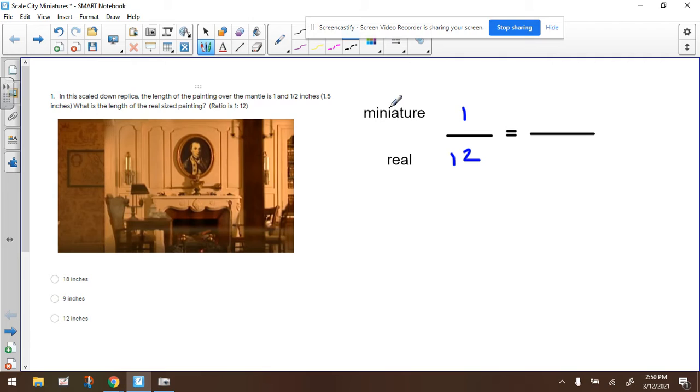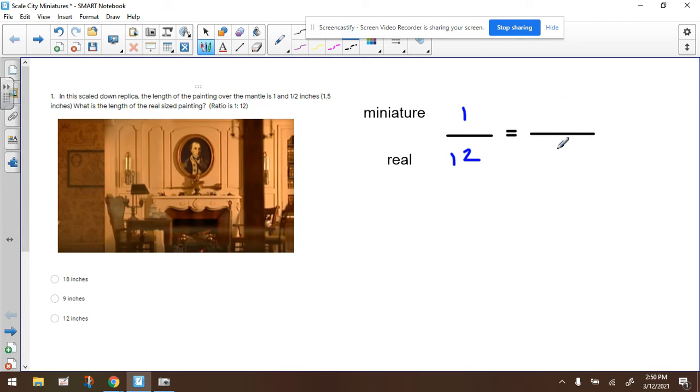So in the miniature, it would be 1 inch. In real life, it would be 12 inches. It's a 1:12 ratio. So where would we put this 1.5? Is that the miniature or is that the real one? Because that's going to help us decide whether we're going to put it up here or on the bottom.